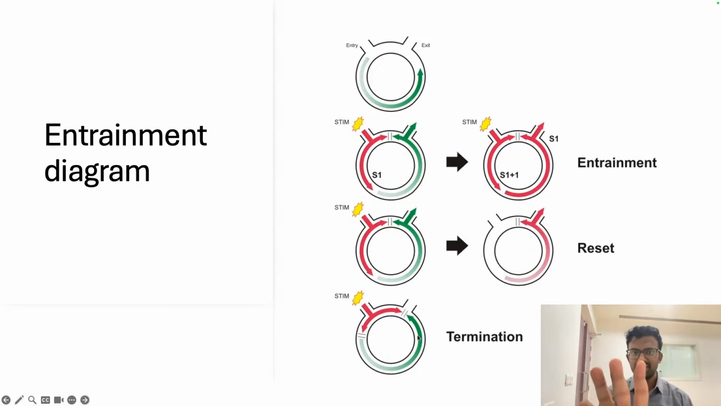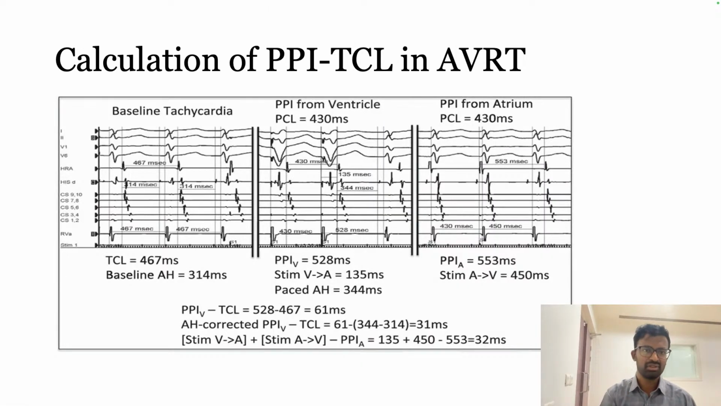So this is just a basic diagram. You just remember it, and I am going with a calculation, and you will further understand entrainment more. So this is an entrainment. The tachycardia cycle length is around 467 milliseconds, and we paced at 450 milliseconds. Once I stop the pacing, the tachycardia persisted, and then I paced again at a cycle length of 430 milliseconds.